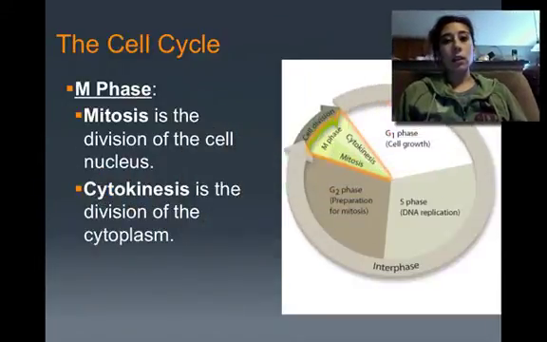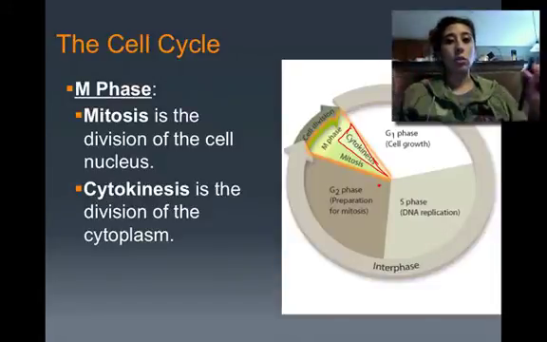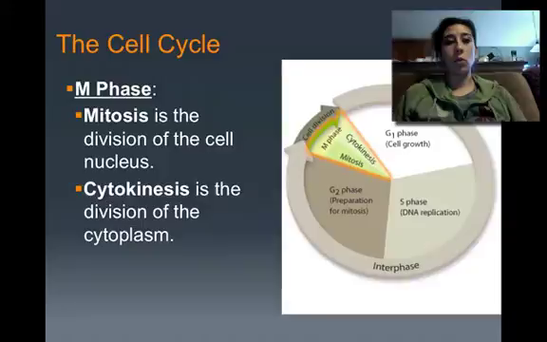And then we're going to see toward the end of the cell cycle cytokinesis, and cytokinesis is kind of a separate stage of cell division, and that's where we actually have the division of the cytoplasm, where we can actually get two separate cells that are not connected anymore.